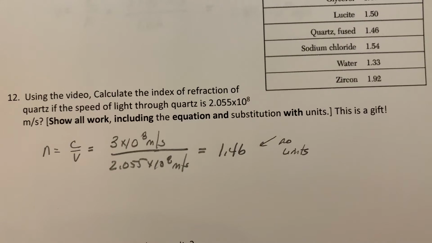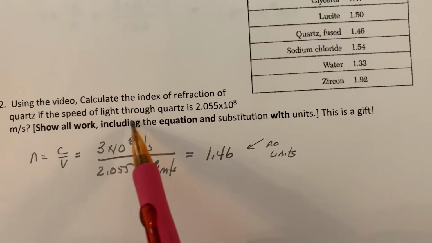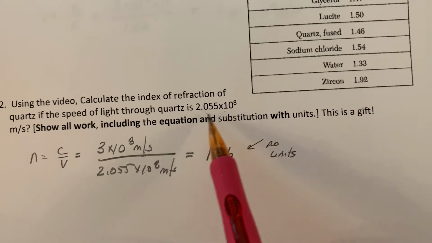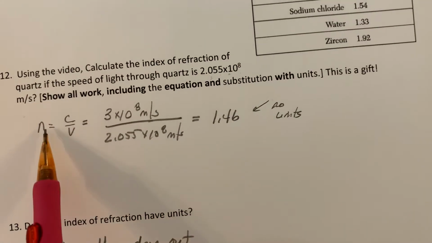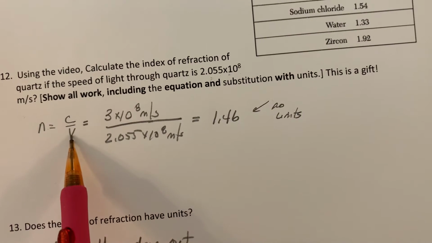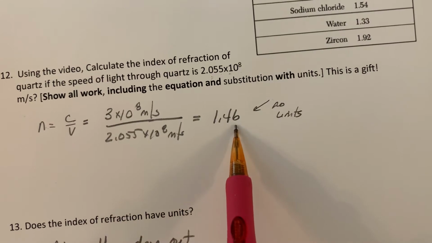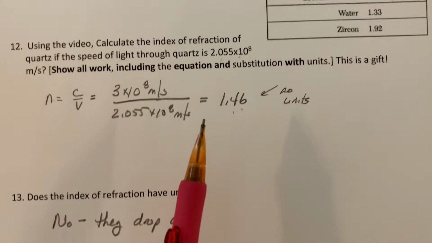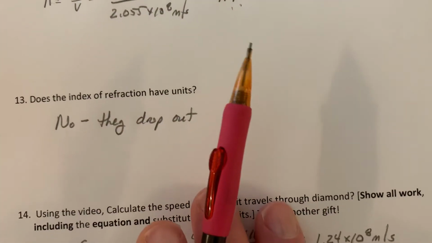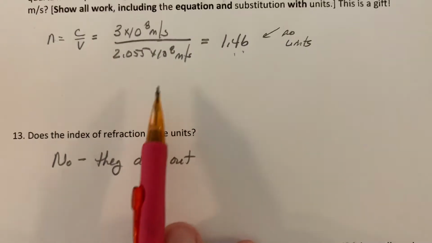Using the video, calculate the index of refraction of quartz, if the speed of light moving in the quartz is 2.05 times 10 to the 8th meters per second. Well, the index equals the speed of light in a vacuum divided by the speed in the new medium, N equals C over V, and you get 1.46, and it has no units, okay? Does it have units? Note they drop out. Meters per second divided by meters per second, they're going to drop out.